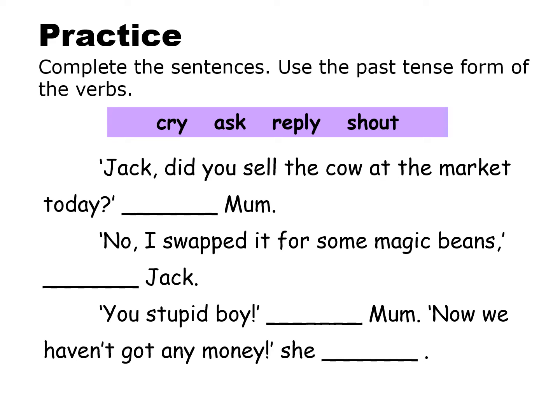"Jack, did you sell the cow at the market today?" asked Mum. "No, I swapped it for some magic beans," replied Jack. "You stupid boy," shouted Mum. "Now we haven't got any money," she cried.